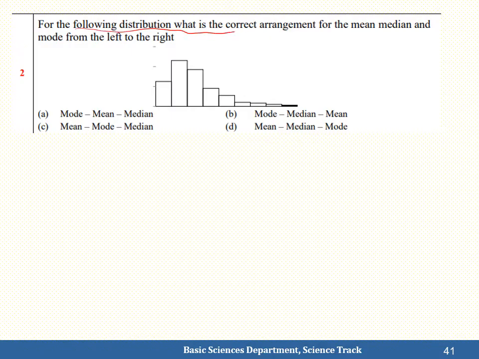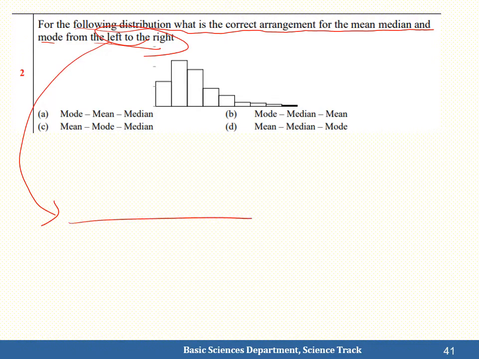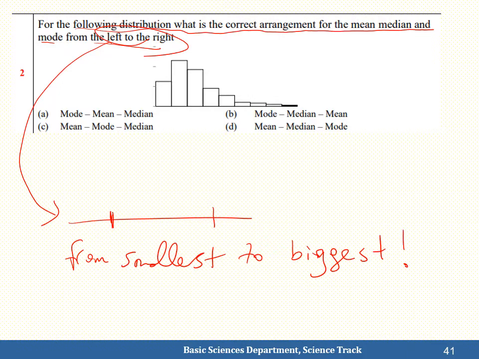For the following distribution, what is the correct arrangement for the mean, median, and the mode from left to right? From left to right means, on the real axis, left means small and anything on the right is bigger. So it means from smallest to biggest, and you have to list them this way. Now, how can we know the order of them?